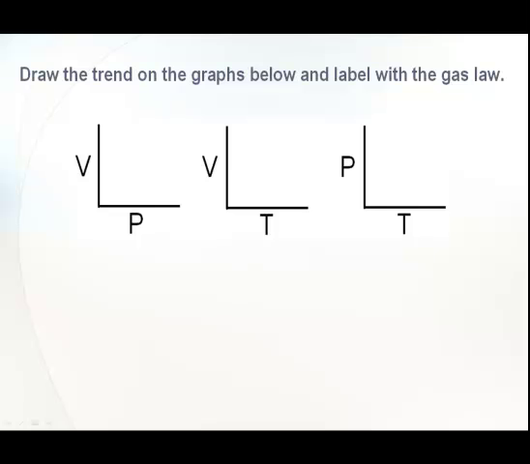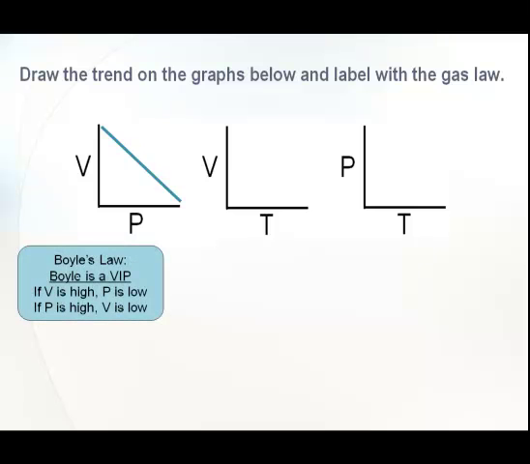Next, I want you to draw the trend on the graphs below and label with the correct gas law. So the first relationship that we have is between volume and pressure. You see that there's no temperature on this graph, therefore temperature is constant. So in that case, it's going to be that inverse relationship. So remember, for Boyle's law, we say that Boyle is a VIP. V is for volume, P is for pressure, and I is for the inverse relationship between them.